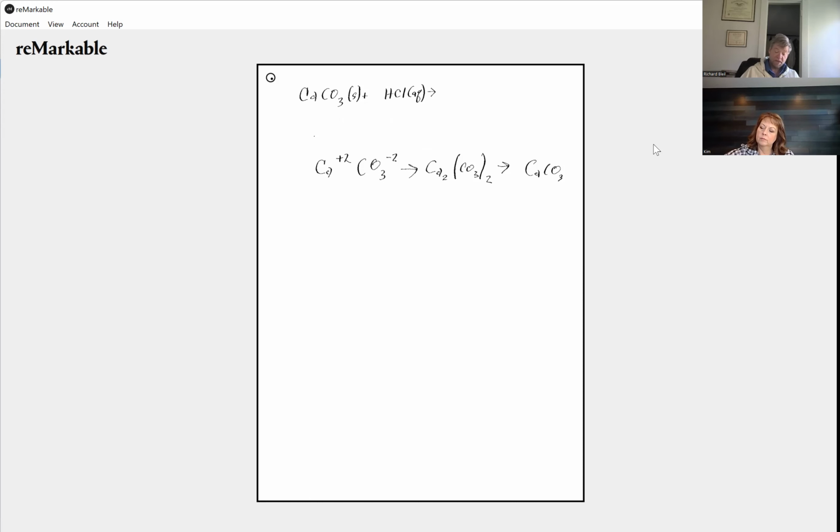Now, when calcium carbonate reacts with hydrochloric acid, we will get calcium chloride, water, and carbon dioxide, which is a gas, unless you're Mick Jagger, in which case it's a gas, gas, gas.